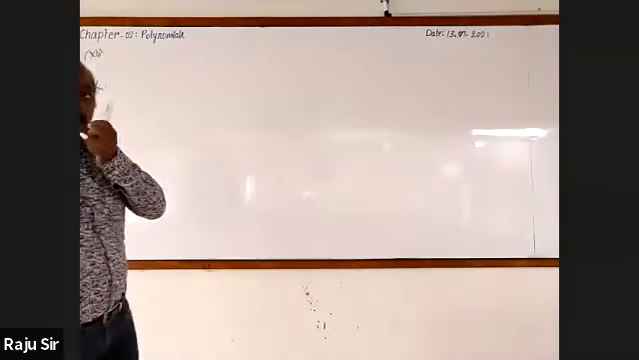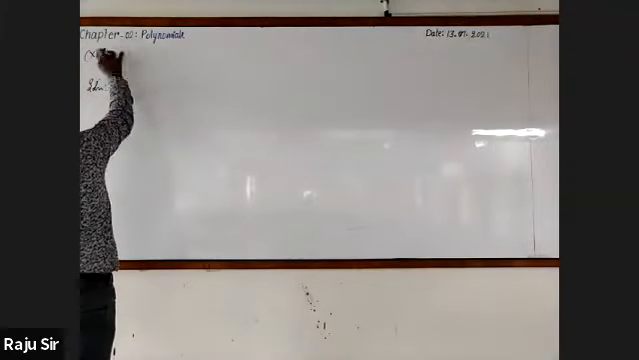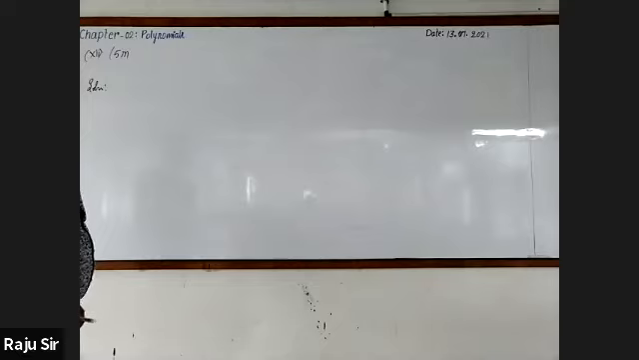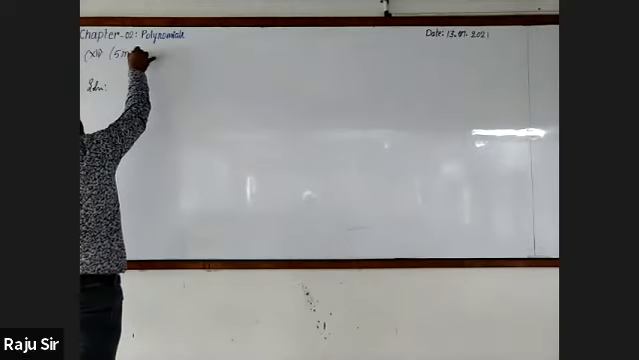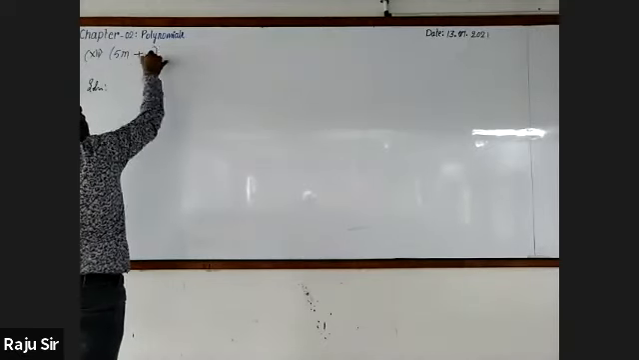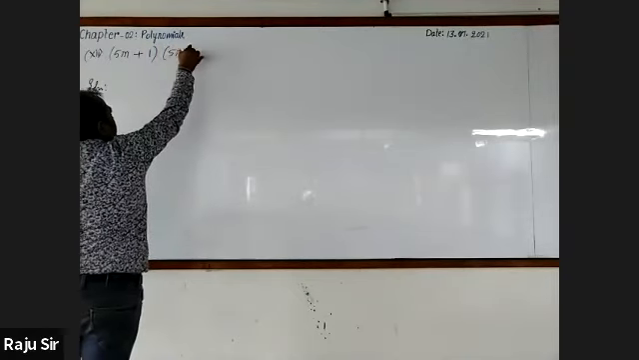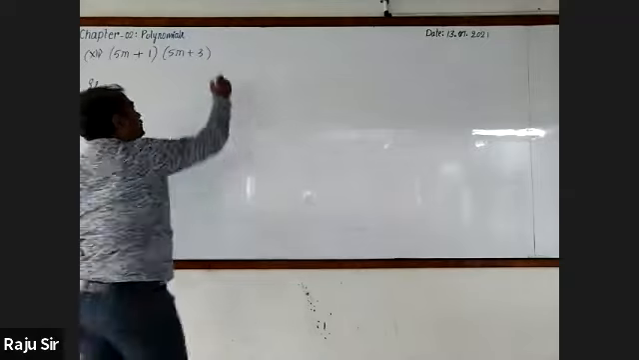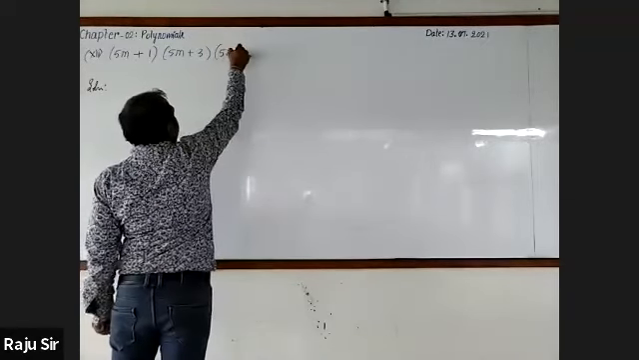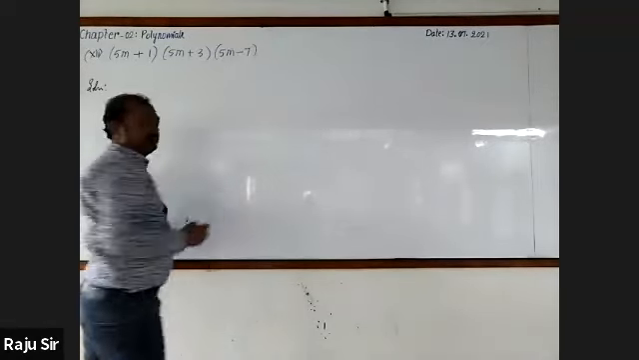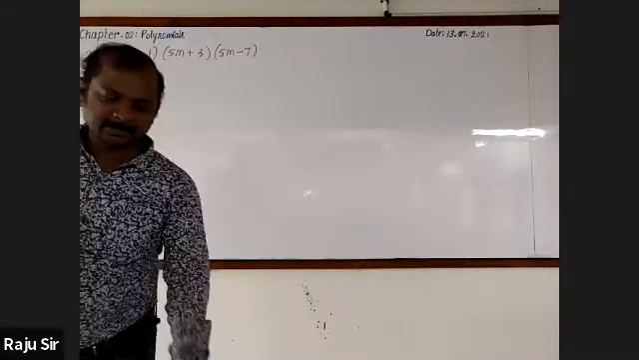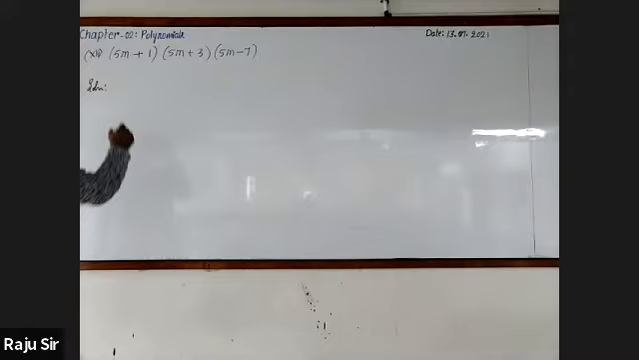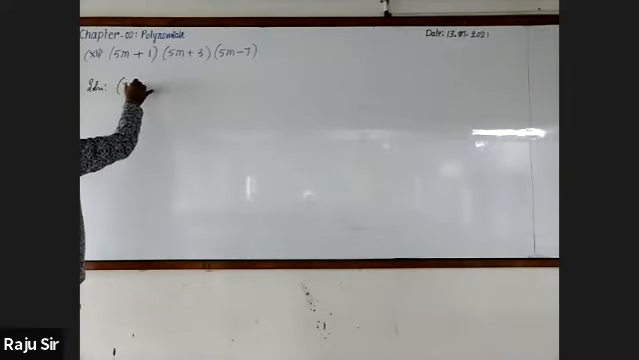Right, this is 5m plus 1, 5m plus 3 into 5m minus 7. This is in the form of an identity.